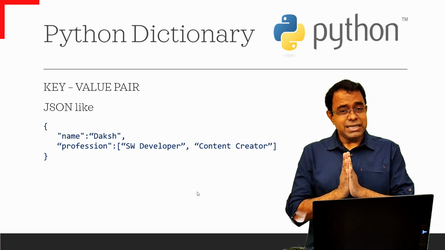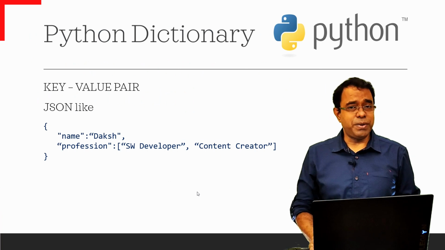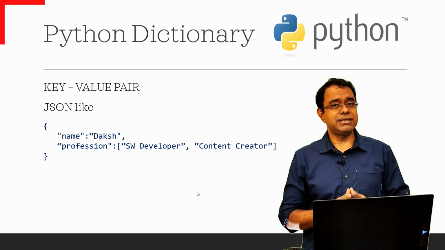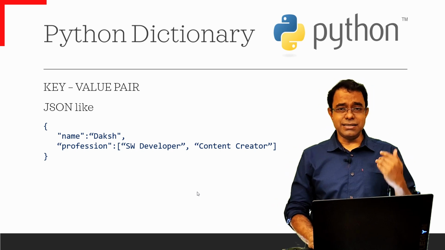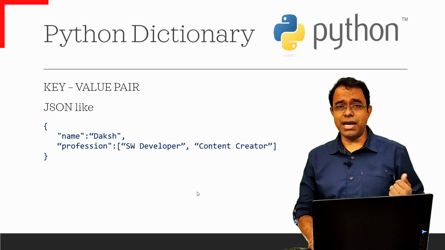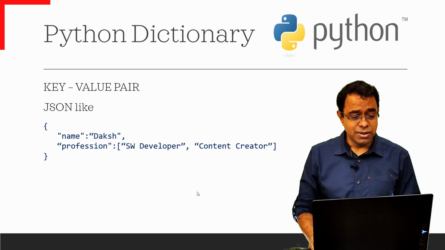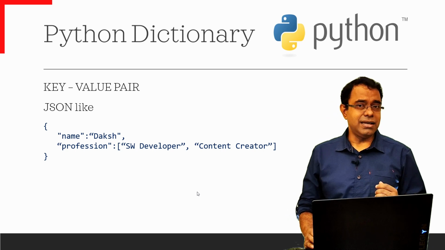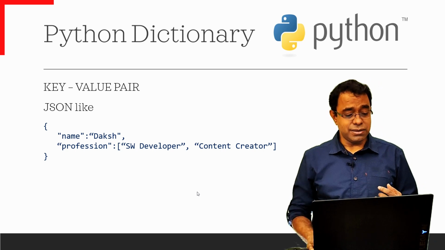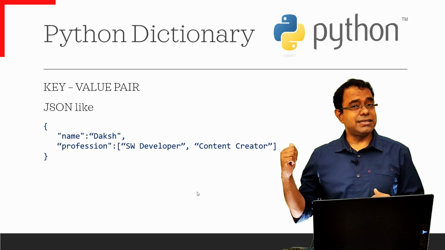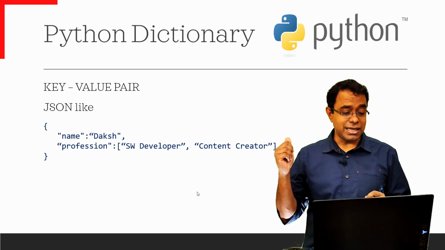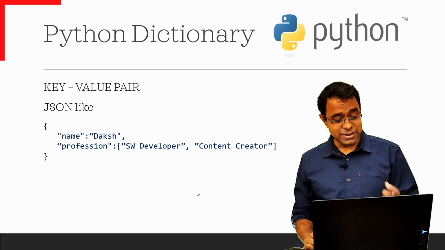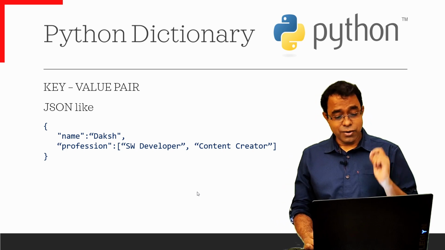Now, Python dictionaries are nothing but key value pairs. Almost all programming languages have key value pairs in some form or other, like in C++, you can have STL maps and something like that. A key value pair is similar to a JSON-like thing, but it is not exactly JSON itself. So you can see a simple JSON key value pair where the key is name, the value is that, the key is profession, and the value is a list which contains software developer, content creator.